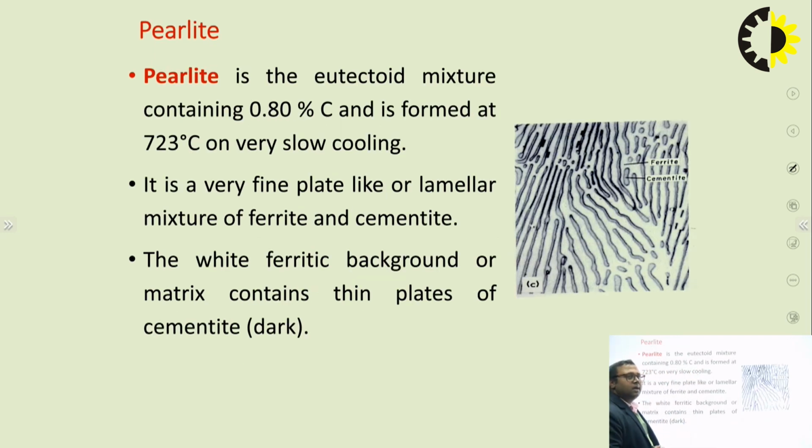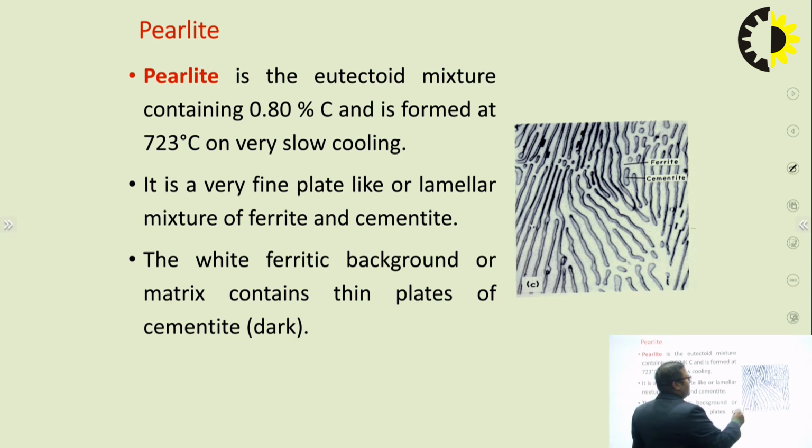Then second is the perlite. Perlite is actually the eutectoid mixture containing 0.8 percentage carbon and is formed at 723 degrees centigrade on very slow cooling. So on very slow cooling you will see the perlitic structure, and this is also known as eutectoid mixture because this perlite is generally formed at eutectoid temperature, which is around 723 degrees centigrade, and this is a very fine plate-like or laminar mixture of ferrite and cementite.